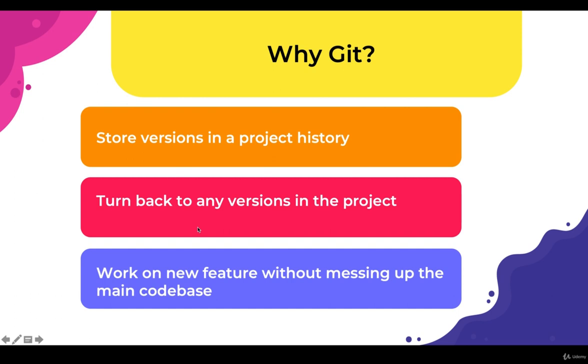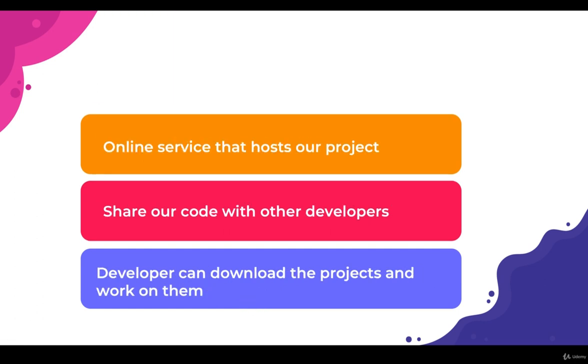Sure, it's going to save you a lot of time. It will also allow you to work on new features without messing up the main version, with the help of something called a branch, which we'll touch on and learn about a little deeper later on. Another one of the most important benefits of Git is that it will easily allow you to collaborate with other developers if you're working in a team. We can work as a team and sync up the code to GitHub.